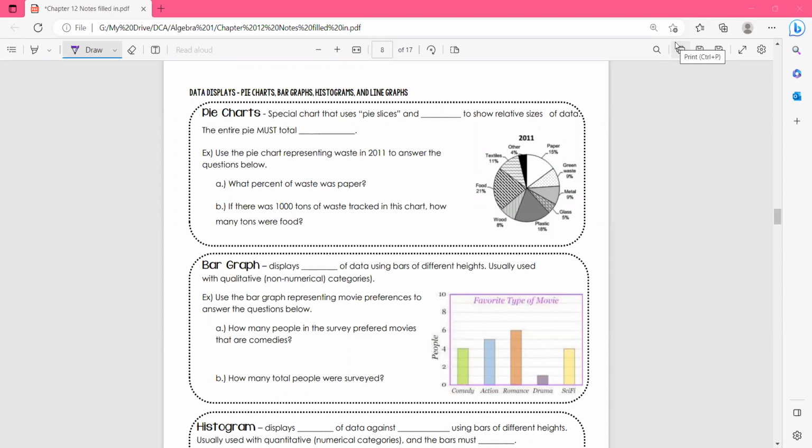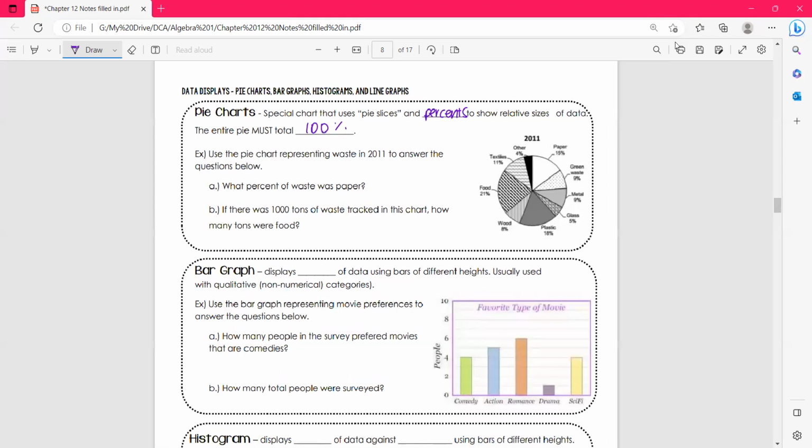So this is a special chart that uses pie slices and percents to show relative sizes of data. The entire pie must total 100%. So we're talking about percent here. The entire circle is 100%. You can kind of break things down from there. So this is an example. Use the pie chart representing waste in 2011 to answer the questions below. What percent of waste was paper?